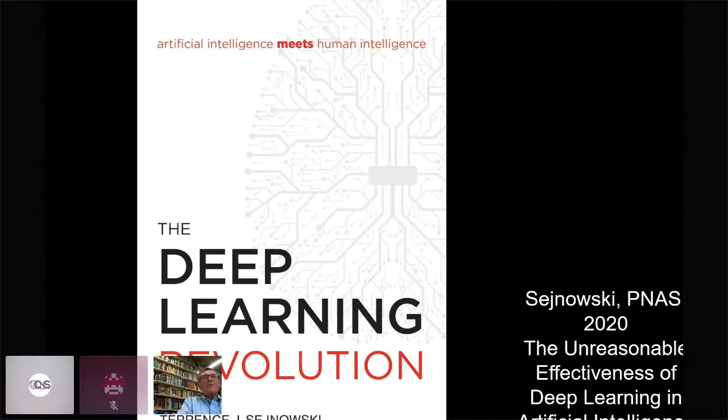You can buy this book from Amazon for $22, or you can go to PNAS, just Google Sejnowski and PNAS. There is an article there, a kind of Cliff's Notes of the book, on the unreasonable effectiveness of deep learning and artificial intelligence. It was aimed at a scientific audience, and the focus is specifically what's underlying the power of deep learning, its mathematical underpinning. It has to do with the mathematical properties of high dimensional spaces, which is counterintuitive.